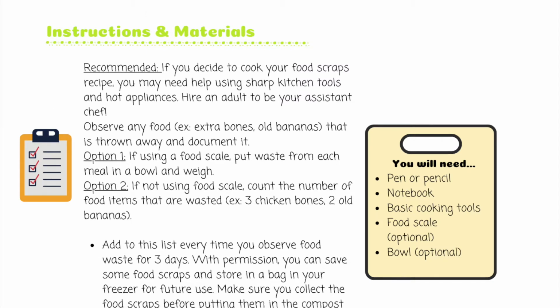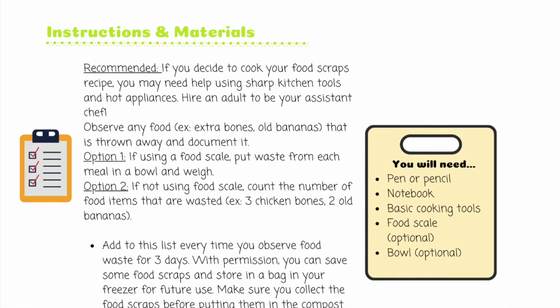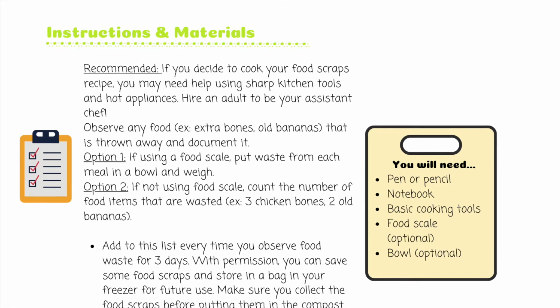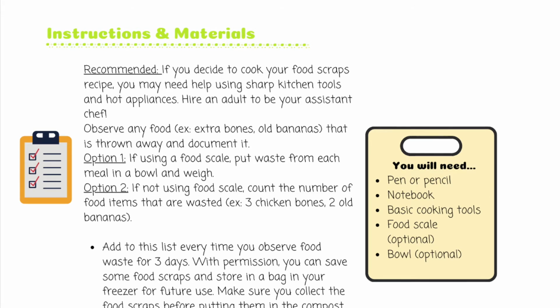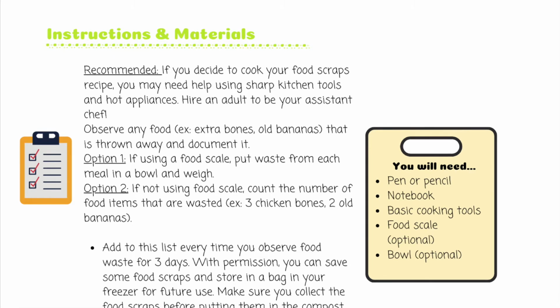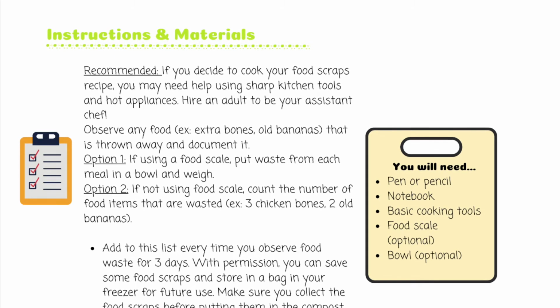Instructions and materials. Recommended. If you decide to cook your food scraps recipe, you may need help using sharp kitchen tools and hot appliances. Ask an adult to be your assistant chef. Observe any food, for example, extra bones or old bananas, that is thrown away and document it.